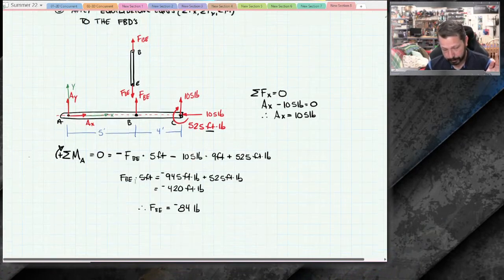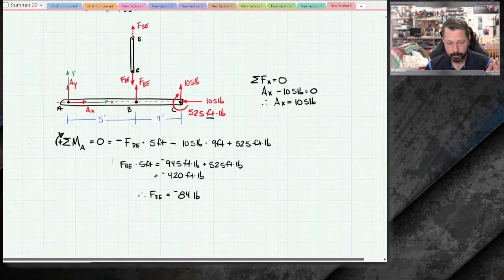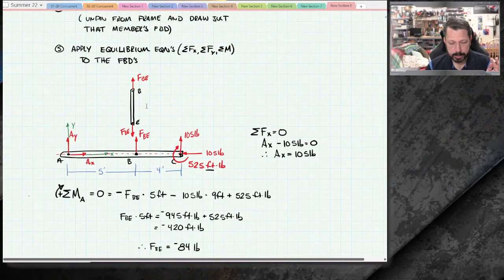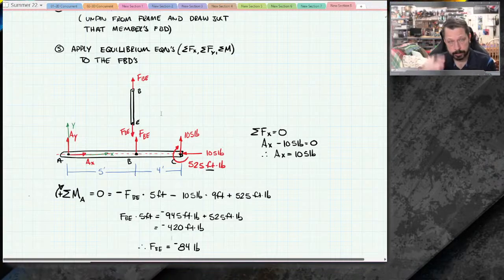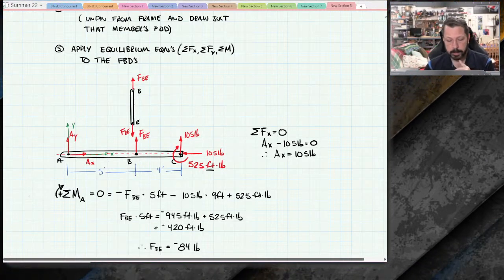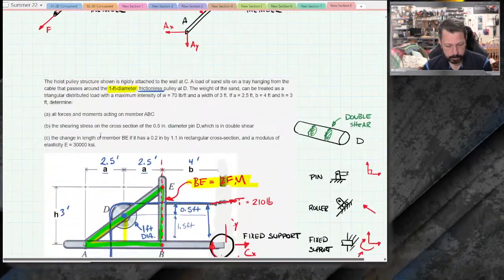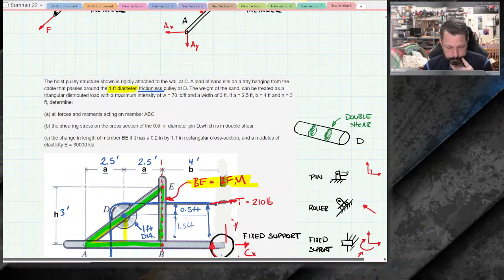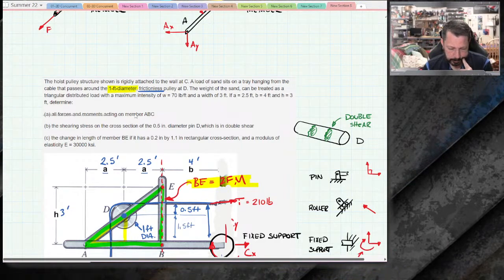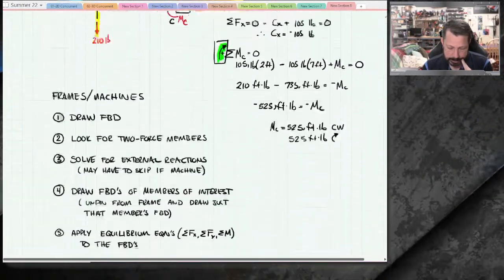Now, I solved for it, and it turns out I was wrong. It's supposed to be negative 84. So that means that BE should have 84 pounds of compressive force, shortening it up. And that will go into this change in length in member BE, part C. We haven't even finished part A yet, though. All forces and moments acting on member ABC.